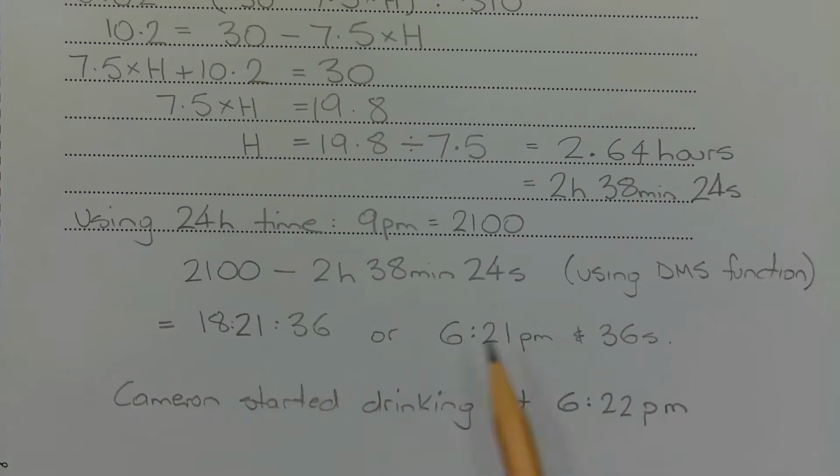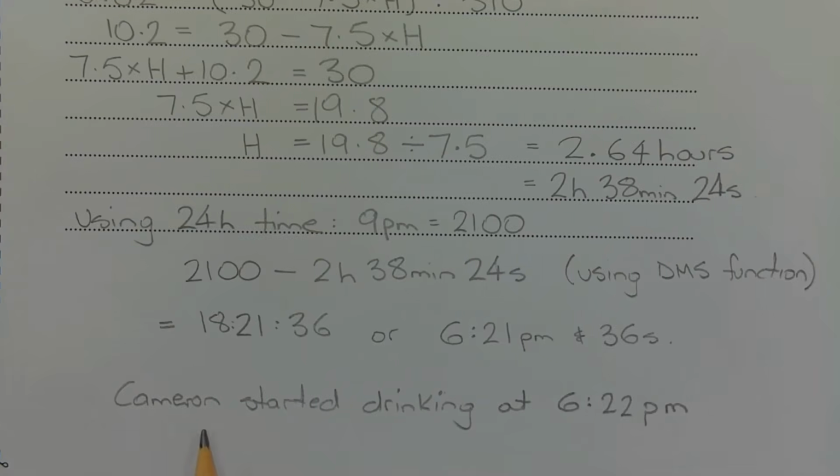So that's in the evening. Or in 12-hour time, that's 6:21 p.m. and 36 seconds. So rounding this time correct to the nearest minute, the 21 gets rounded up to a 22. So Cameron started drinking at 6:22 p.m.